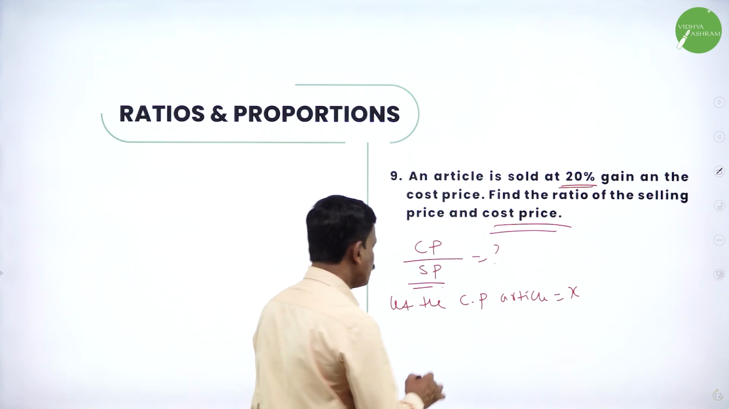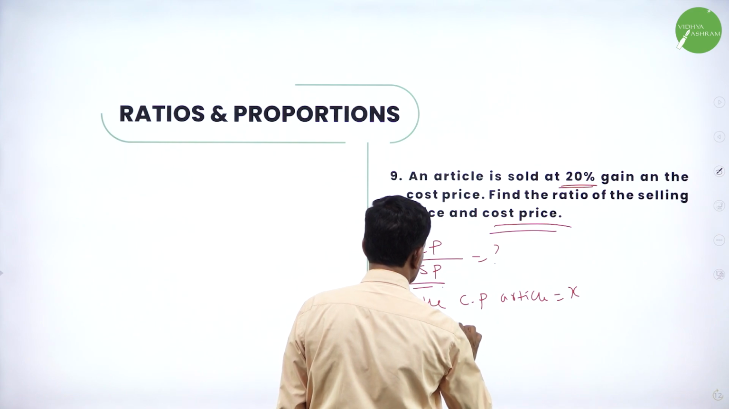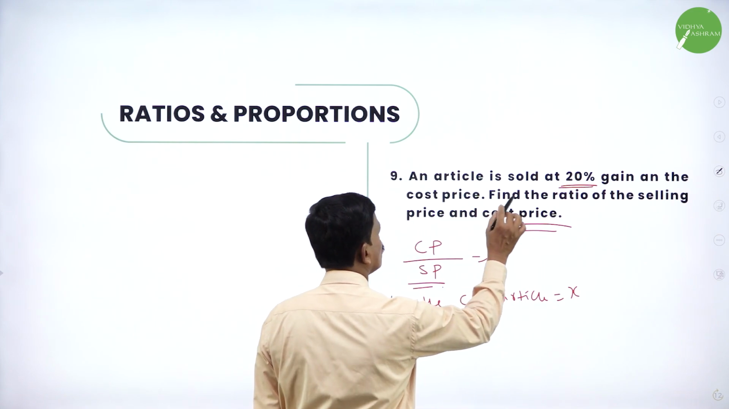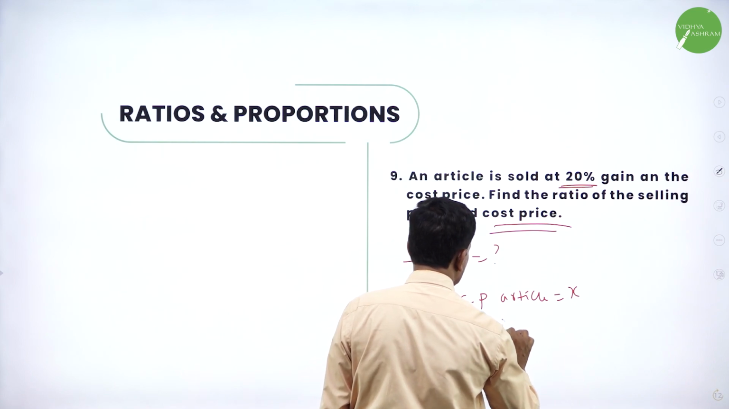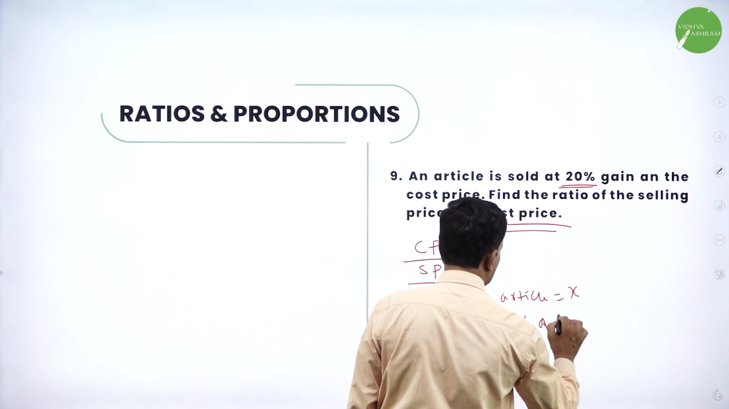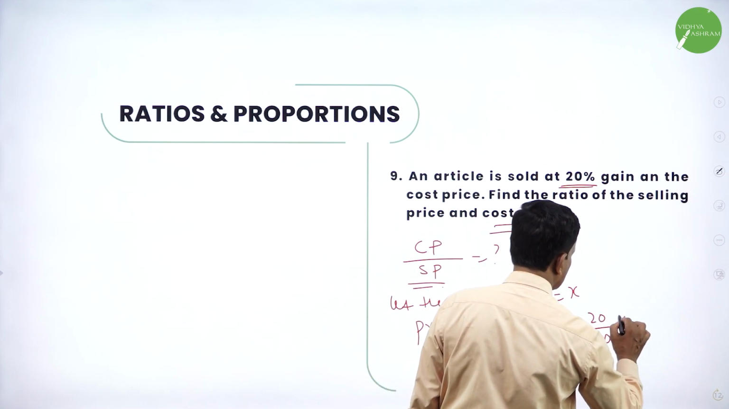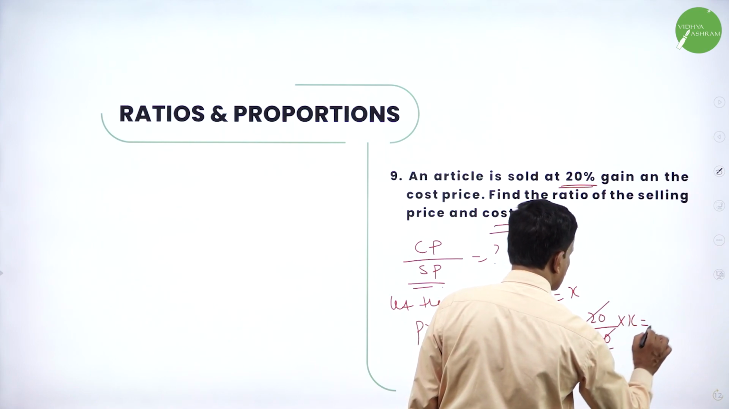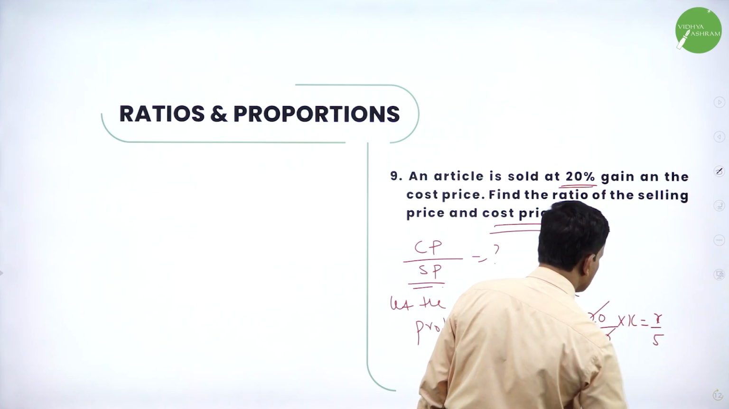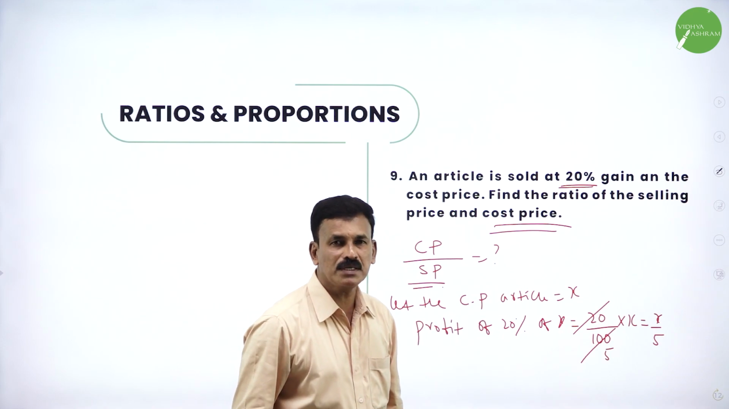Just find out 20% of X. Now here, what is given? Profit. If the article is sold at 20% gain, that is nothing but profit. 20% of X is equal to 20 divided by 100 into X. What is this equal to? 5 gets cancelled, X by 5. So the profit of 20% is X by 5.